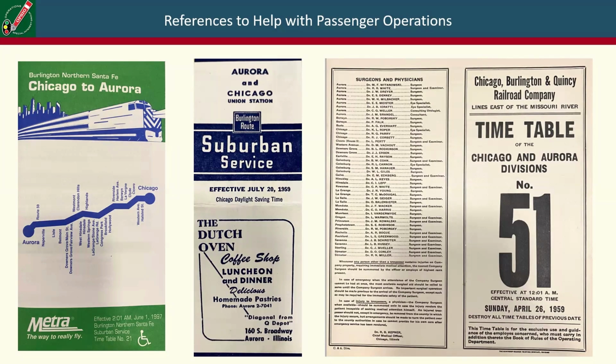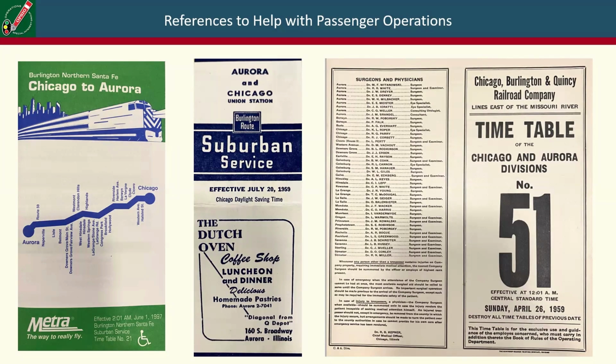And then the right is the CB&Q employee timetable for the year that I model. The many railroads' employee timetables list all the passenger trains, when they ran, etc. But also, in at least the CB&Q ones, it gives the speed limits of the line and the speed limit of the train and how fast it took the train to go between the stations.